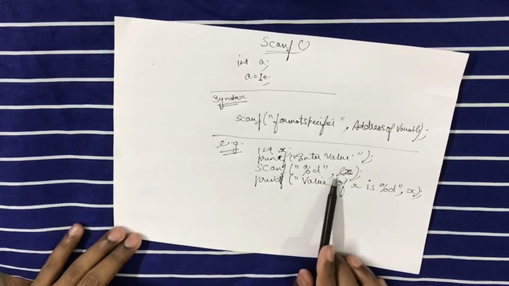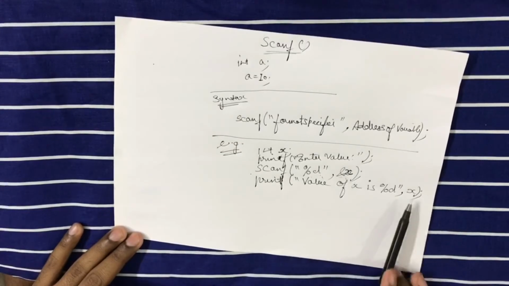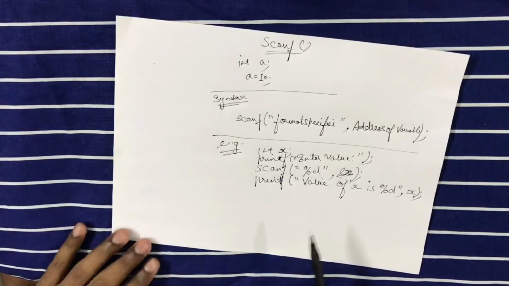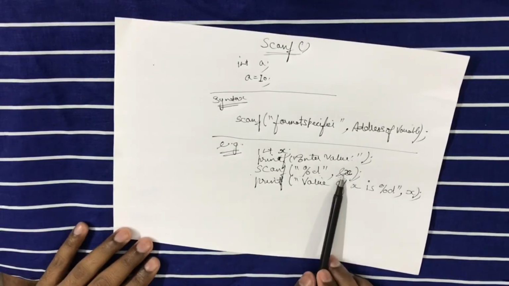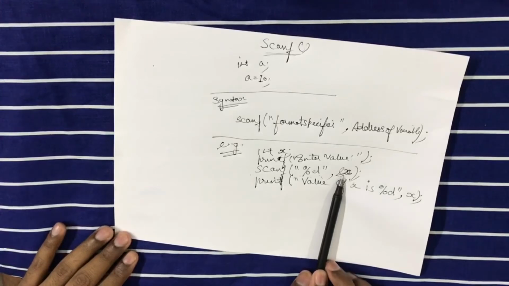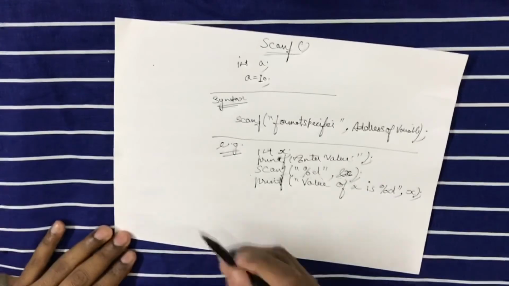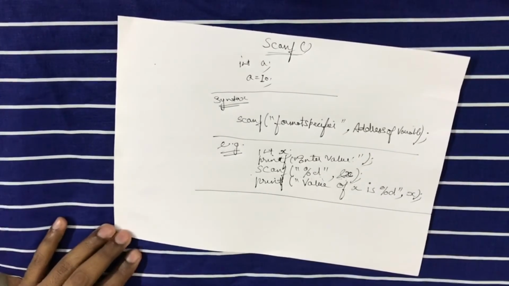Here in scanf we use & with x and in printf we don't use &. Why? Because here we have to specify the location of x or the address of x where we want to store the data. So we are specifying ampersand over here. Here we don't need to specify the address because we are reading the data from the x variable. So these are small notations which you have to keep in mind.